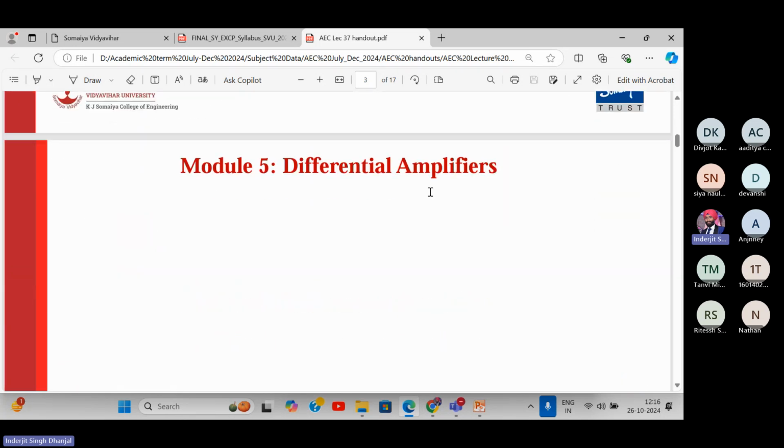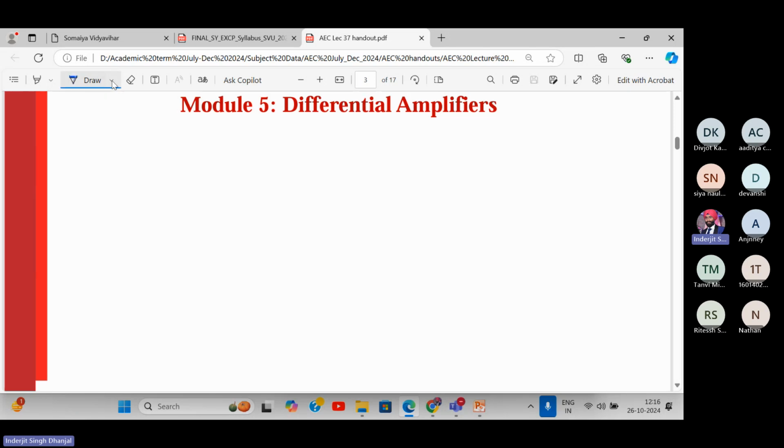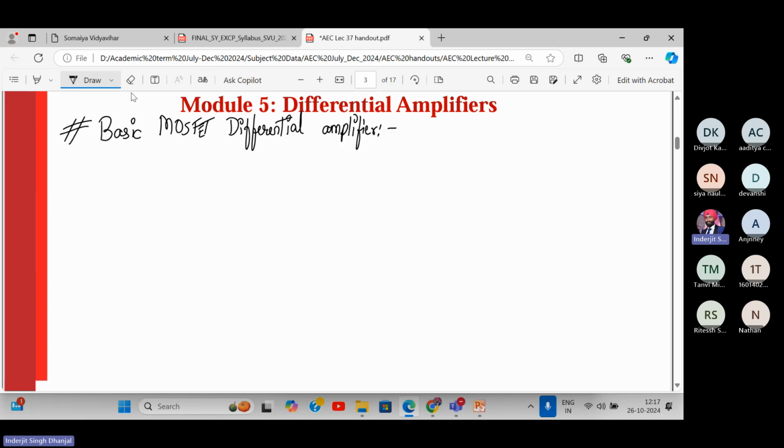So let us begin. We'll start with the topic of, please draw the basic differential amplifier circuit diagram. The basic MOSFET based differential amplifier. Okay, MOSFET based differential amplifier. Now let's draw that circuit very patiently.